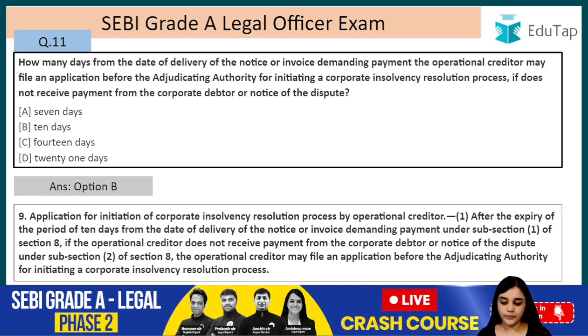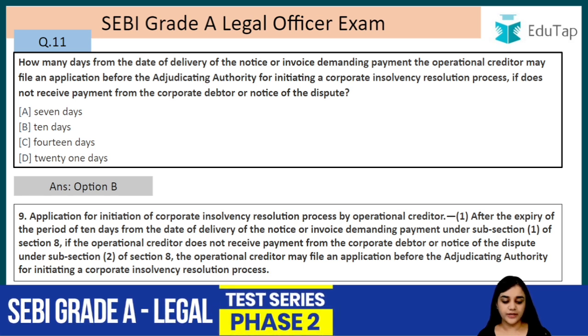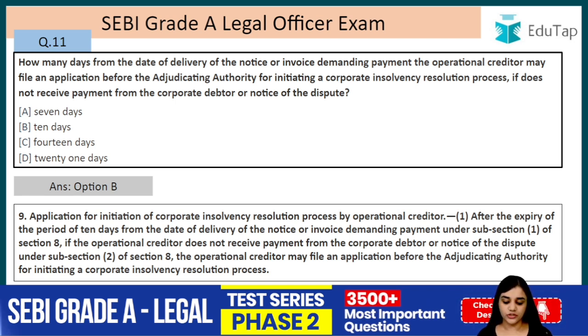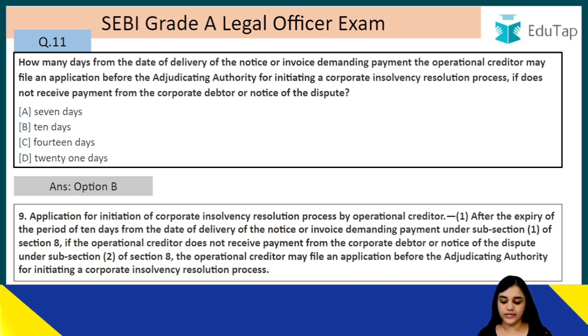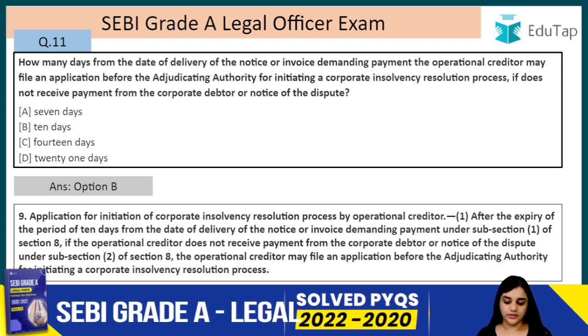After the expiry of the period of 10 days from the date of the delivery of the notice or the invoice demanding payment under subsection 1 of section 8, if the operational creditor does not receive payment from the corporate debtor or notice of the dispute under subsection 2 of section 8, the operational creditor may file an application before the adjudicating authority for initiating a corporate insolvency resolution process.